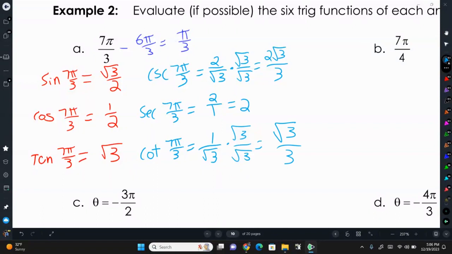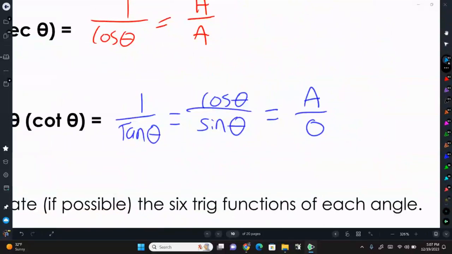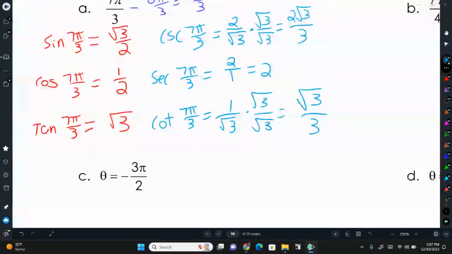Now you may look at that and say, wait a minute, isn't that the tangent of pi over 6? Yes, it is. The cotangent of pi over 3 will be the same as the tangent of pi over 6. Cotangent and tangent are the only ones that work that way because, remember, cotangent is the adjacent over opposite, whereas tangent is opposite over the adjacent side. So that's why it just switches here.